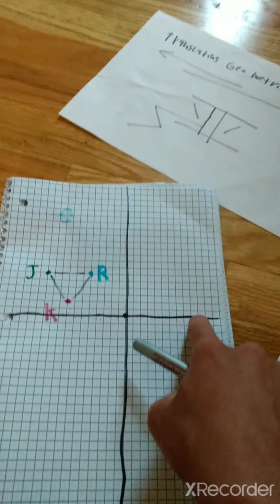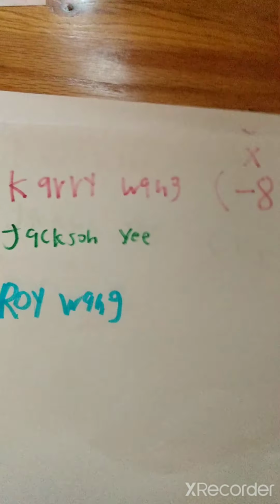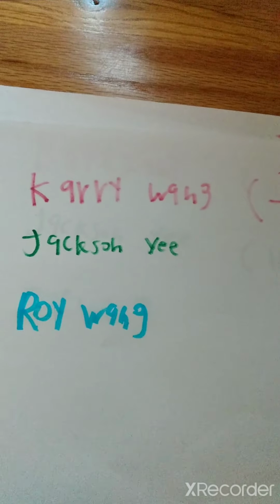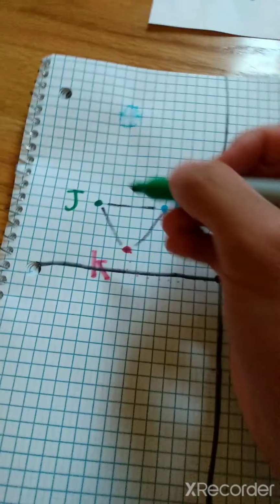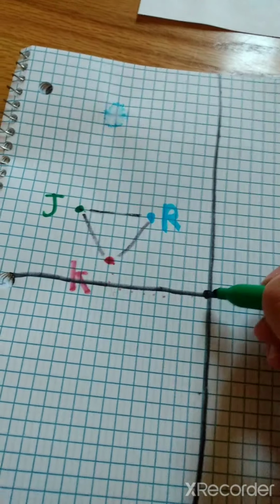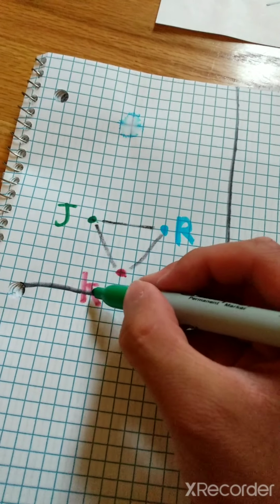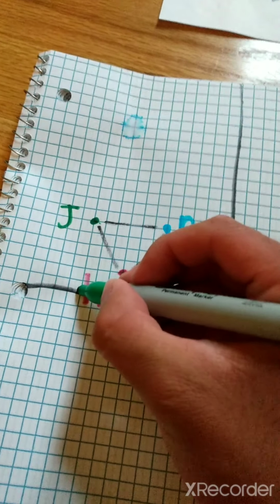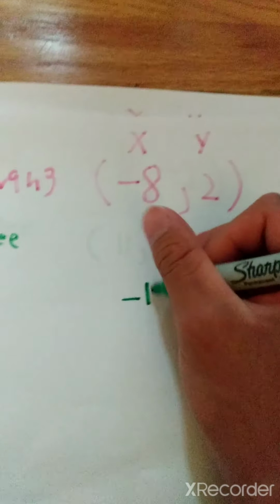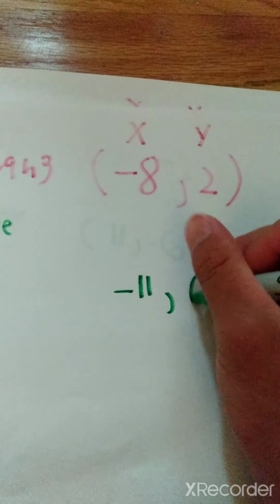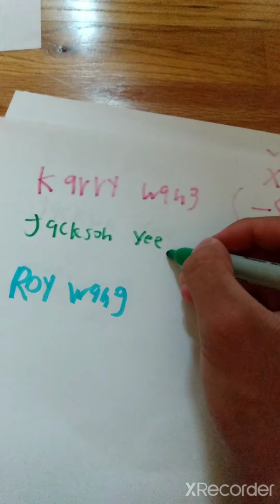The X-axis, the Y-axis. The next boy band member is Jackson Yee, one of the vocals, which means he's one of the singers. And his location on this graph is -8, 9, 10, 11, -11, +6. So, -11 over +6. That is Jackson Yee's current location.